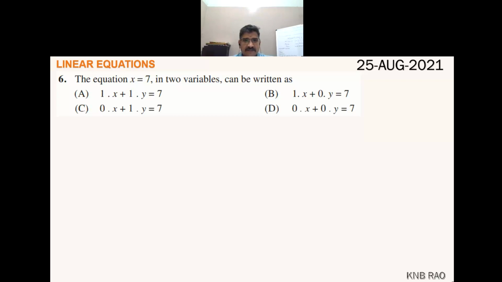Question number 6. Option B, sir. Very good. Perfect. Option B is the right answer. Why option B? Because the x coefficient is 1. There is no y variable. Therefore, 0 will be the coefficient of y, equals 7. Next, question number 7.